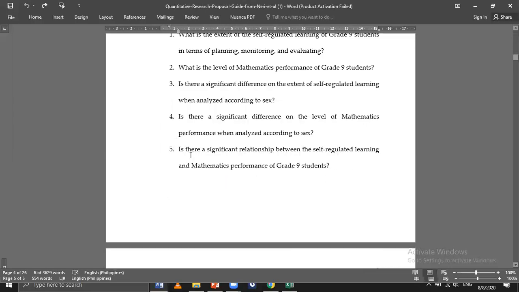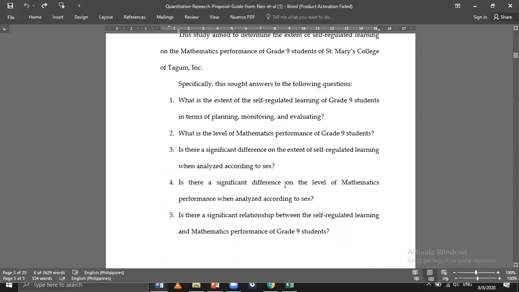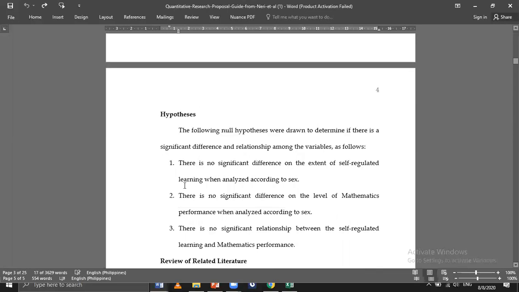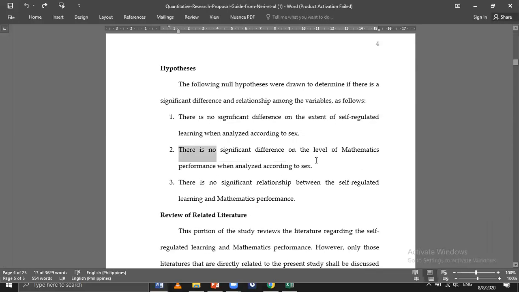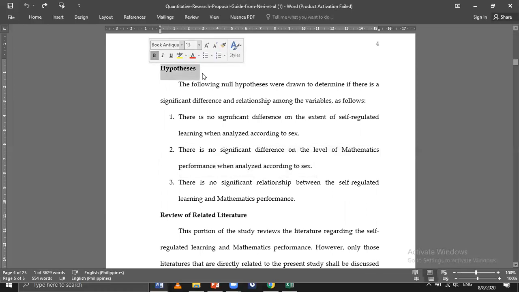Let's say, for example, is there a significant difference on the level of mathematics performance when analyzed according to sex? So you just answer here, there is no significant difference on the level of mathematics performance when analyzed according to sex. Your hypothesis states that there is no significant difference. This hypothesis will either be accepted or rejected after the conduct of your research or study, when you already have the result.